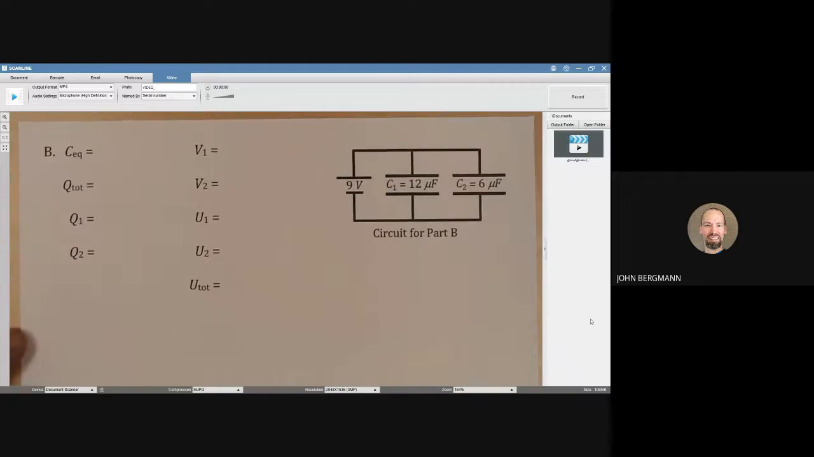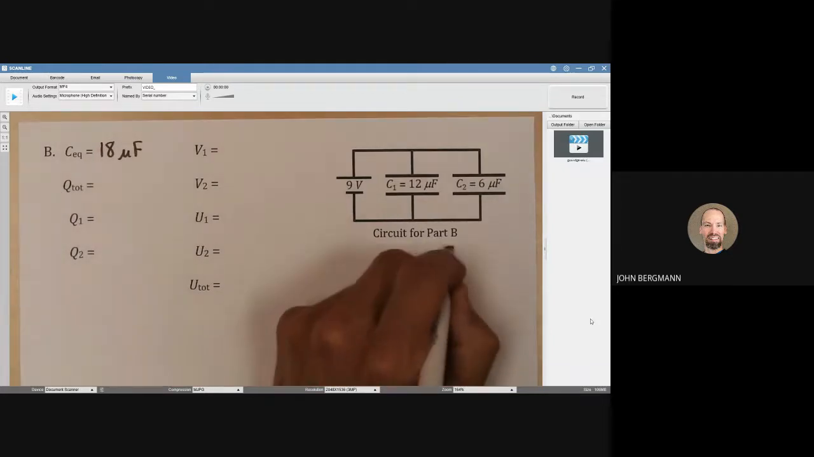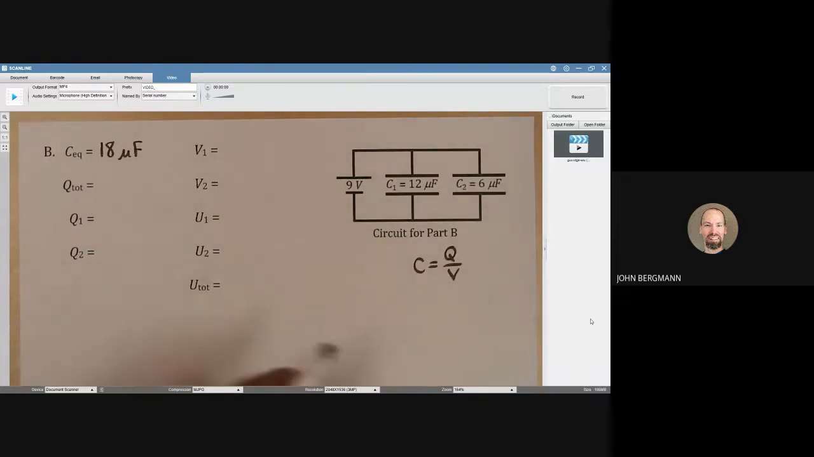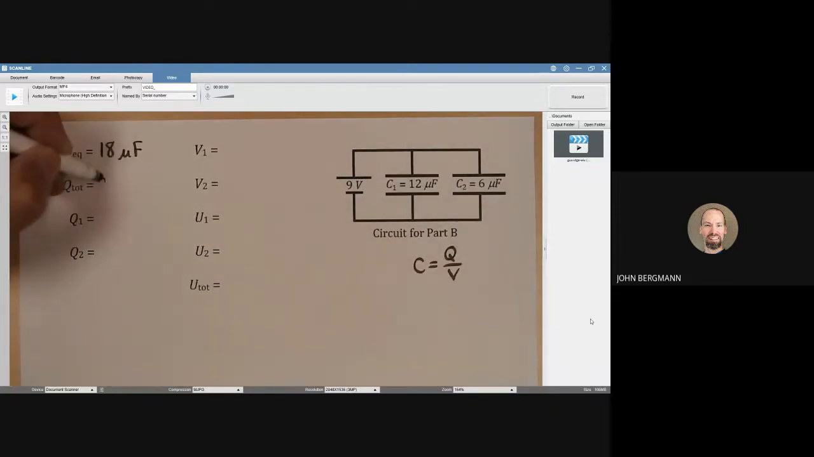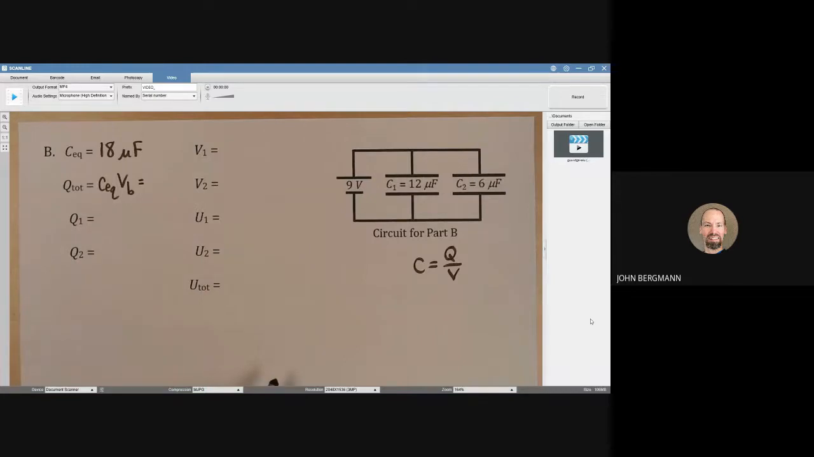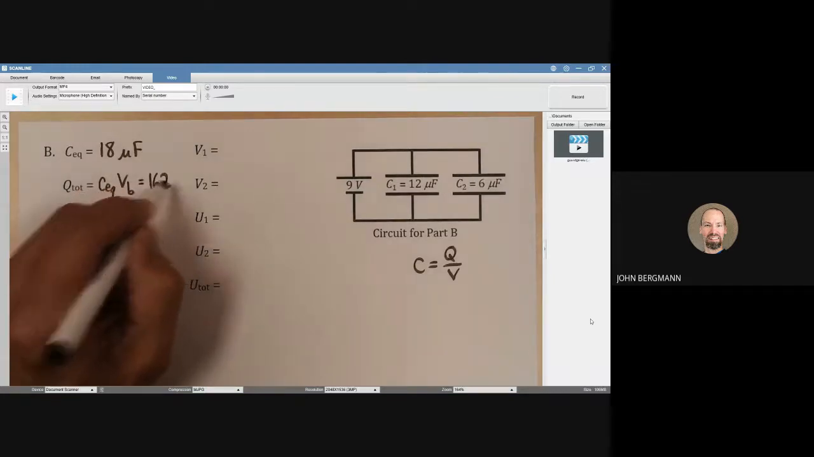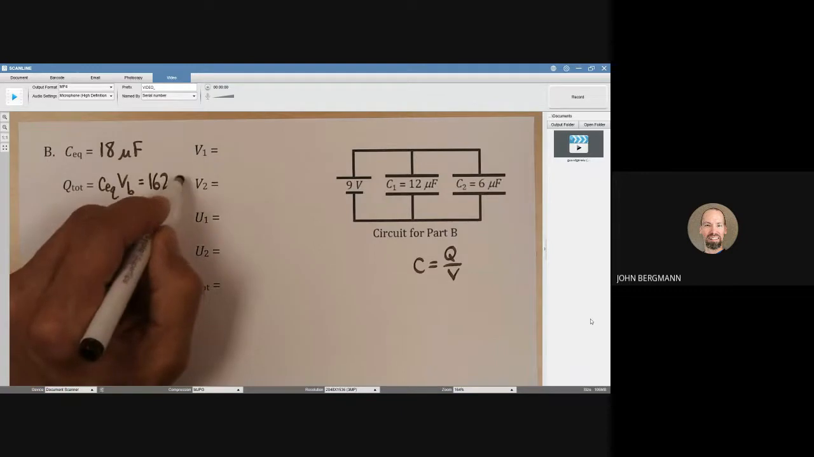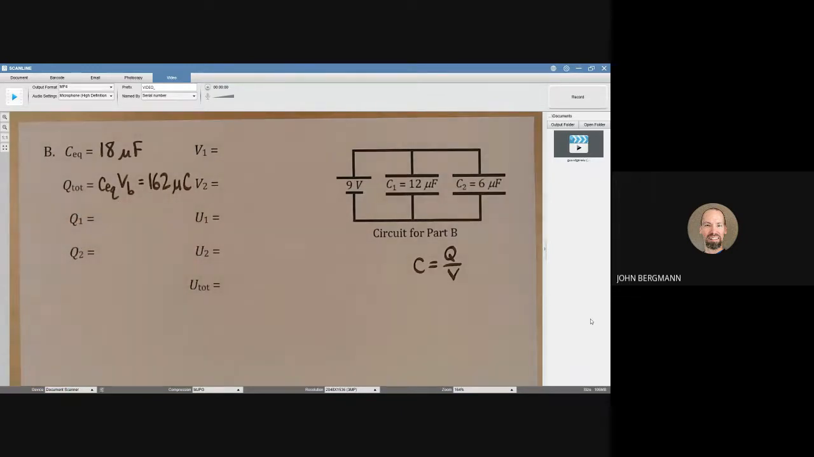These capacitors are in parallel, so the equivalent capacitance is merely going to be the sum of these, which will be 18 microfarads. The total amount of charge, again, from the equation, I'm going to go ahead and write it over here because it's such an important equation. The total amount of charge in any circuit is going to be the equivalent capacitance times the voltage of the battery. So in this case, that's going to be 18 times 9, which is 162. The micro prefix is still hanging around, so it's going to be microcoulombs.